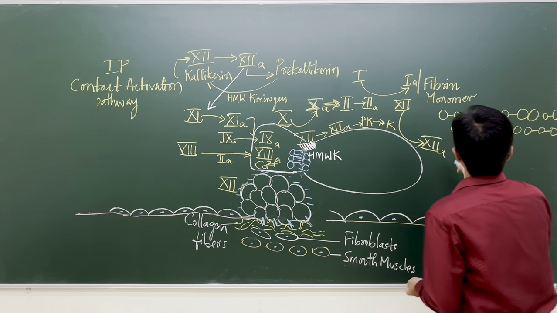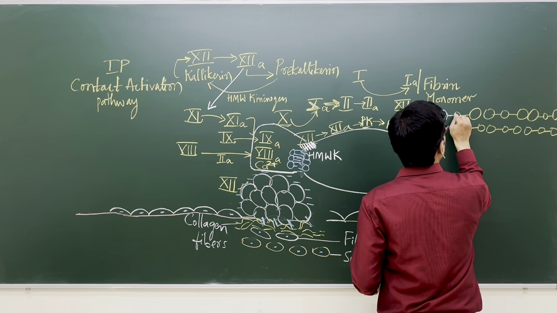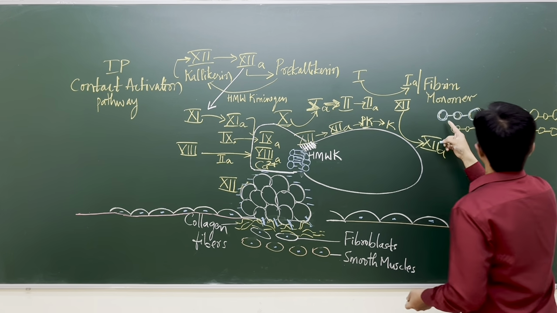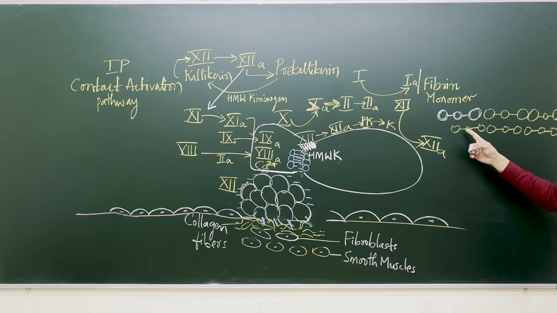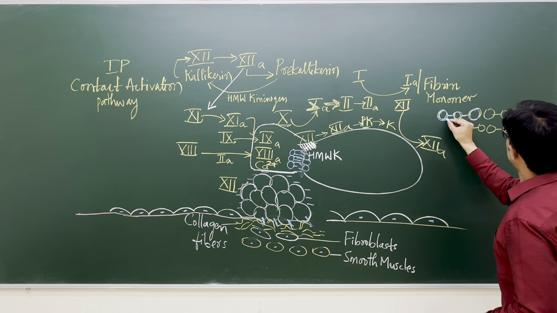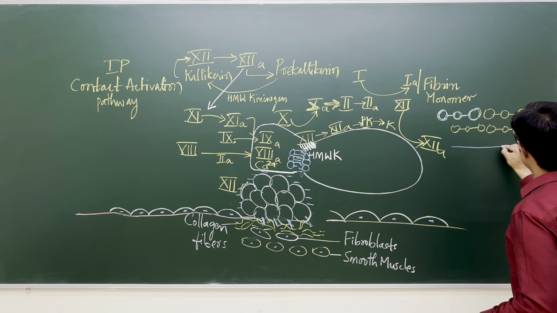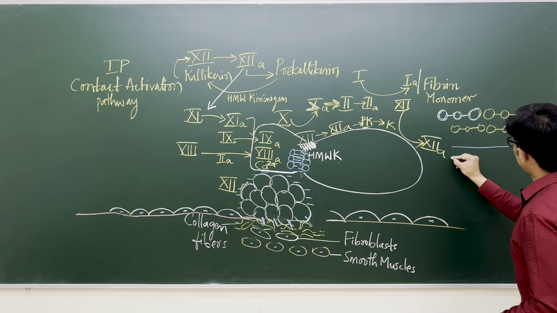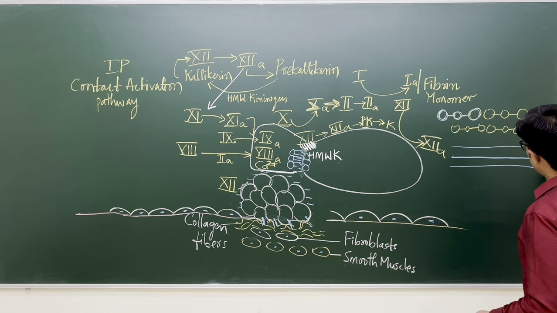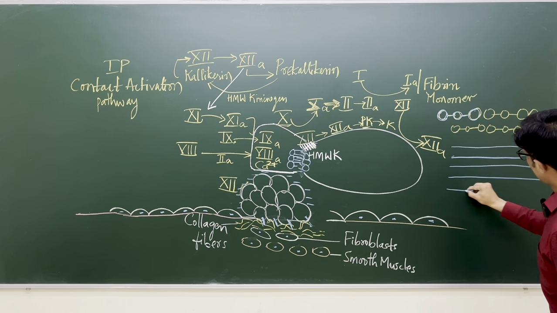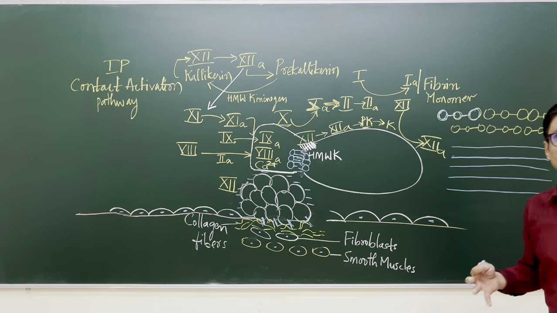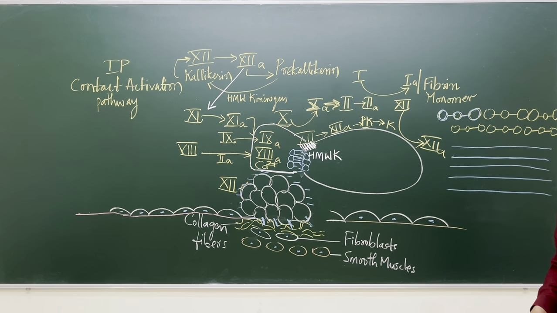So this is one fibrin monomer. Like this, all the fibrin monomers will form a chain. So this chain individually, this is a fibrin thread. So this is also one fibrin thread. So like this, many fibrin threads will be formed. Fibrin strands or fibrin threads will be formed.